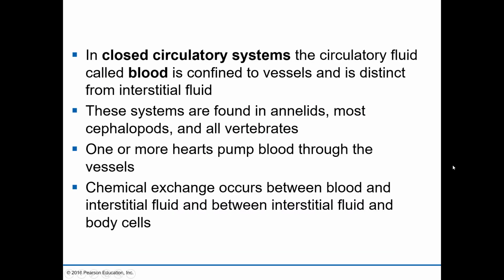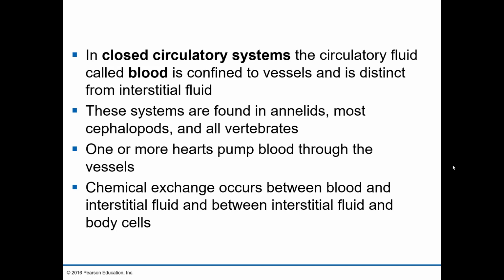So a closed circulatory system is where the circulatory fluid is confined in vessels. We have veins, we have arteries, we have capillaries. And these systems are found in more advanced animals like annelids, cephalopods, and all of us vertebrates. One or more hearts pump blood through the vessels. So we have one heart made up of many different chambers, but some other animals might have multiple or separate hearts. And chemical exchange occurs between blood and the interstitial fluid and between the interstitial fluid and body cells.